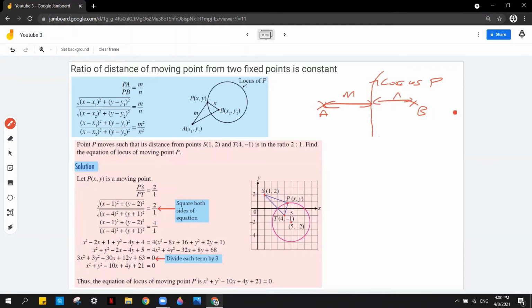So the formula is the same, like finding the circle, but now let's look at it in the application format. So point P moves such that its distance from point S and point T is in a ratio. They give you M and N already, which is 2 and 1. Coordinate of S and T, so that means our A here is given as 1 and 2, and B here is given as 4 and -1. So substitute them accordingly and solve.